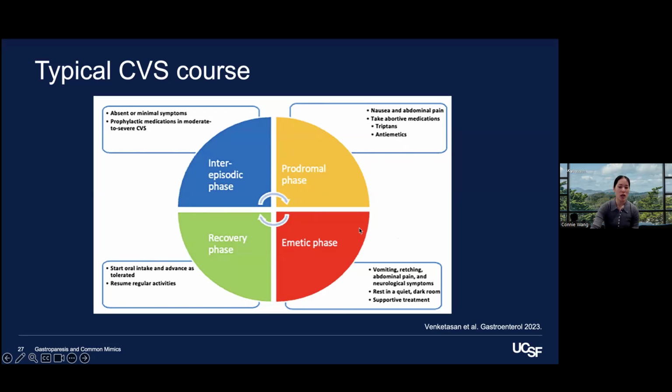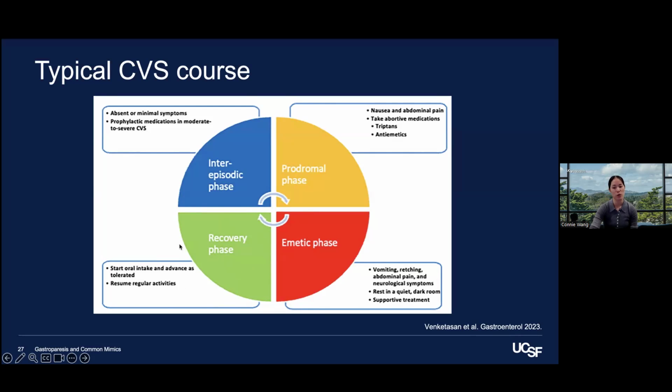During the episode, or the emetic phase, this is really highlighted by intractable vomiting, retching, nausea, and abdominal pain. Oftentimes people say they are not able to tolerate or keep down any fluids or foods or medications even. During this period, it's really supportive treatment. So giving them antiemetics as possible, which oftentimes requires IV, and then putting them in a quiet, dark room. This is to really induce sleep, essentially, similar to how we manage headaches or migraines.